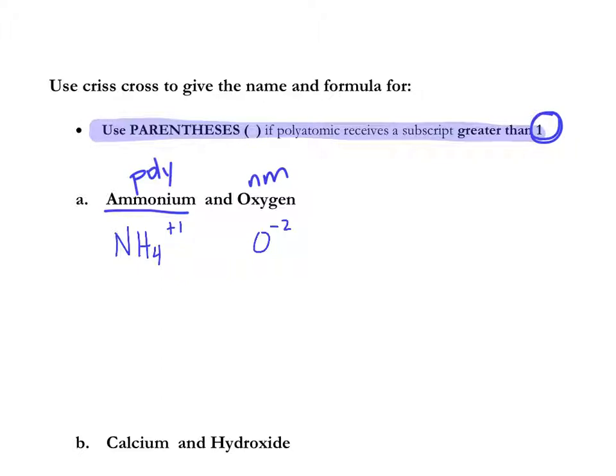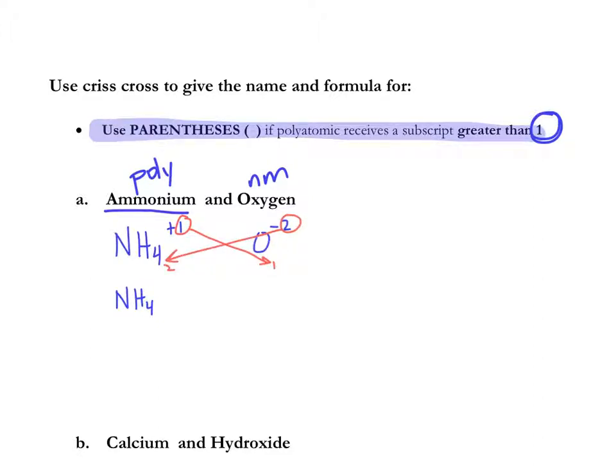And now I do the crisscross method. So I'm going to only cross the numbers, not the charges. So the 1 from ammonium is going to come over here to oxygen, and the 2 for oxygen is going to come over here to ammonium. Okay? So what you end up with, I'm going to rewrite it. I get NH4, and I'm bringing the 2. I forgot to add the 2 before. I'm going to bring the 2 down.